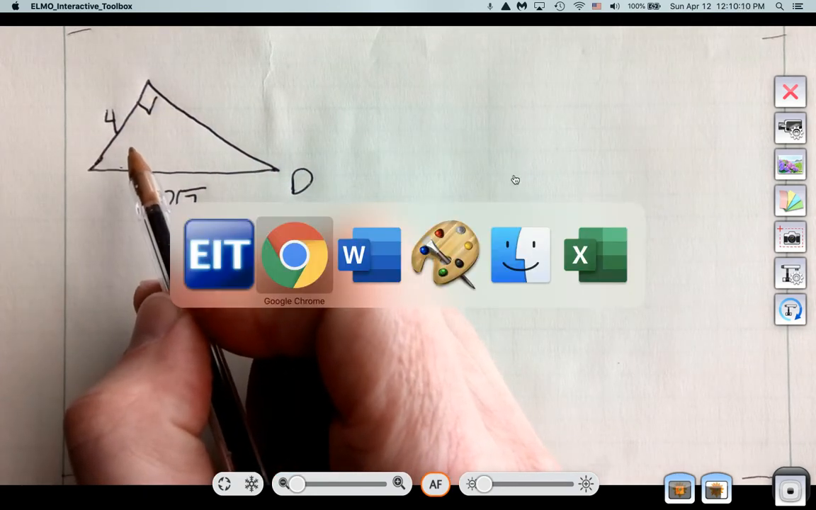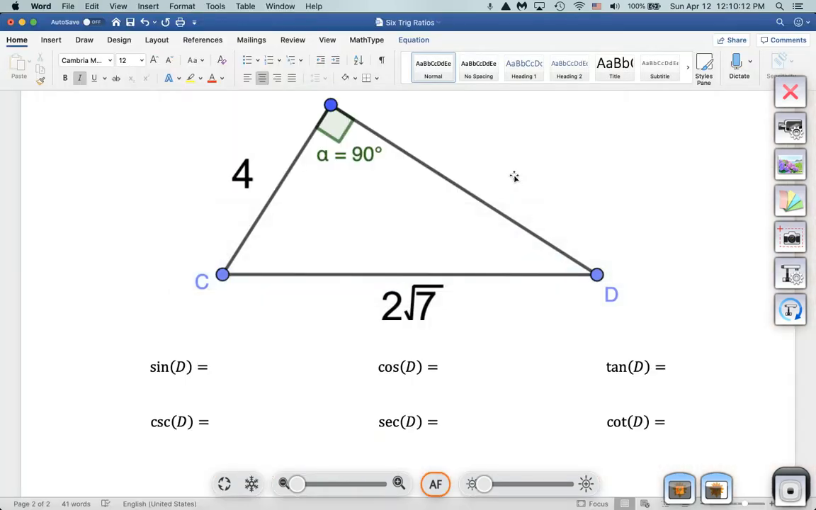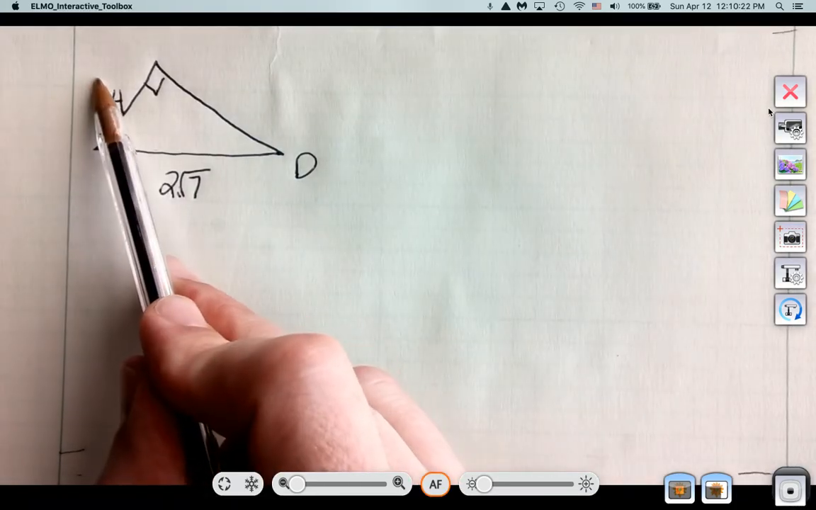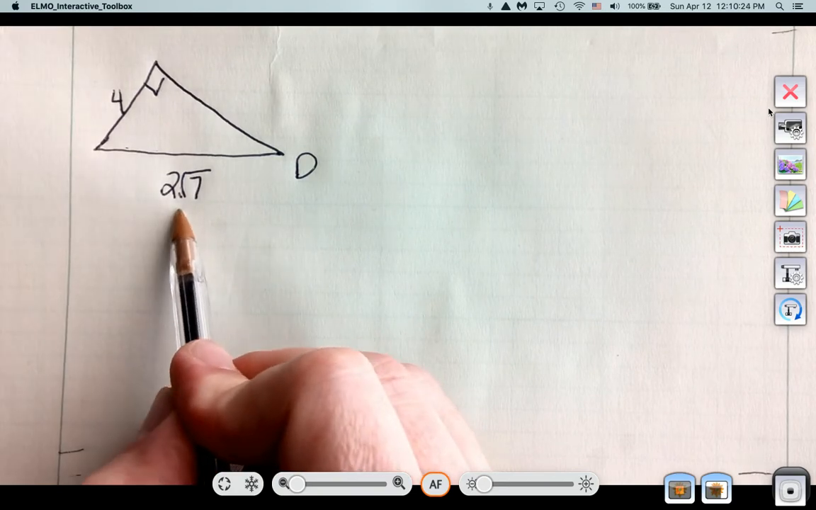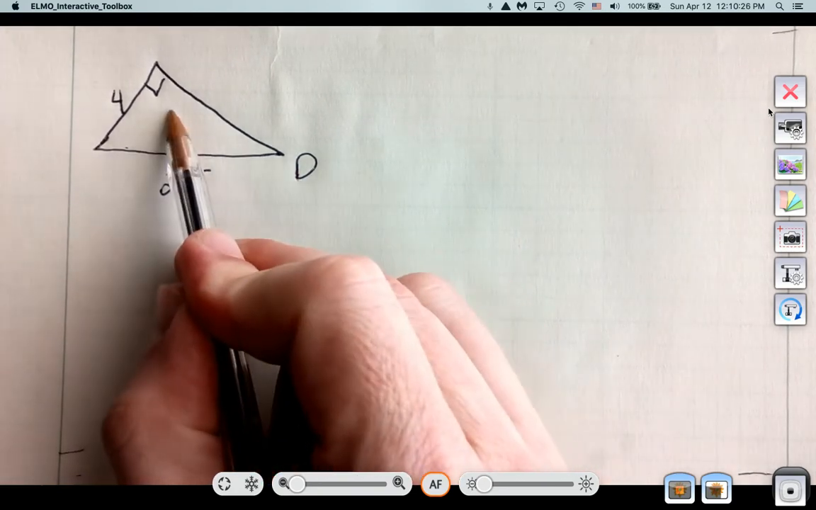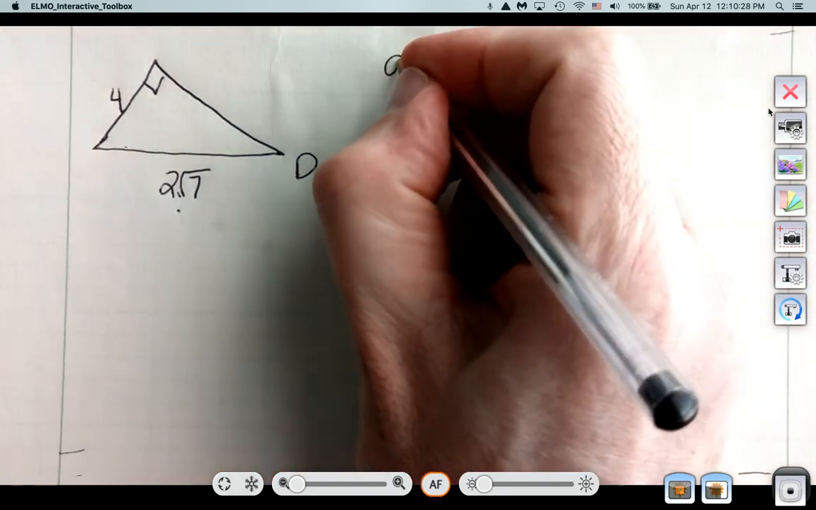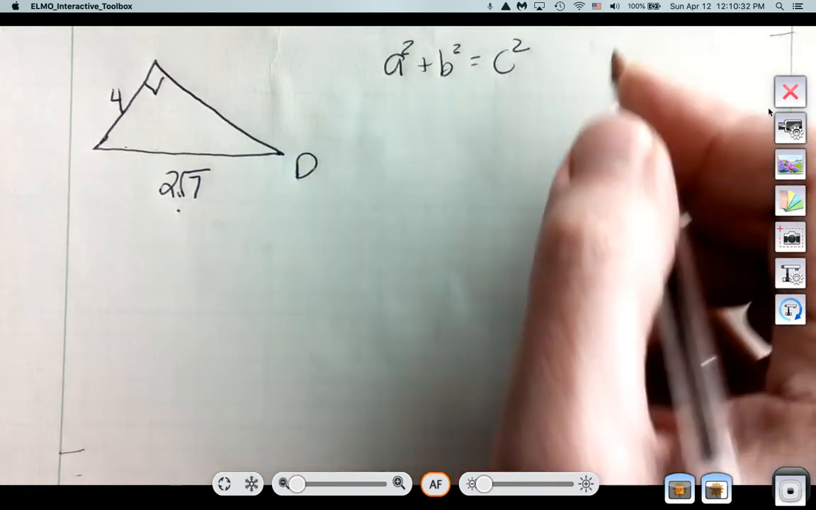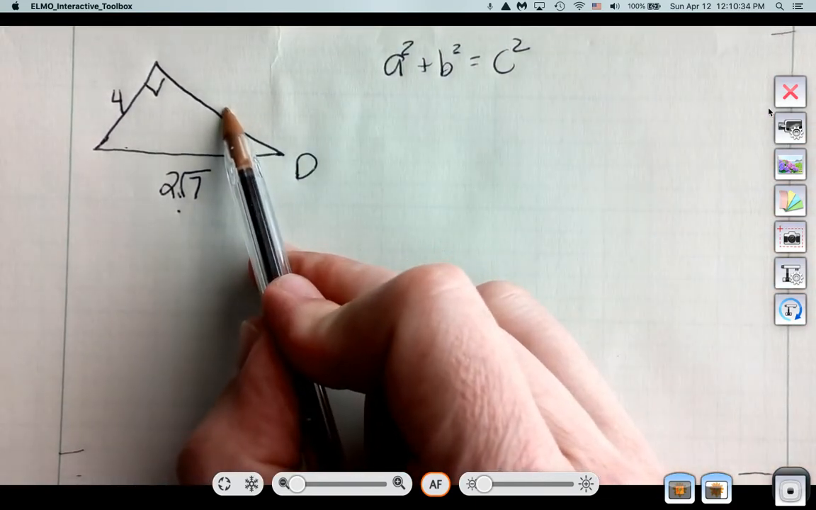Let's go back to the word. See, I got the 4, the 2 square roots of 7, angle D, and my 90-degree angle. So again, I got my 4, my 2 square roots of 7, my angle D, and my right angle. So now I'm going to use the Pythagorean theorem, a squared plus b squared equals c squared, in order to solve for this missing side.